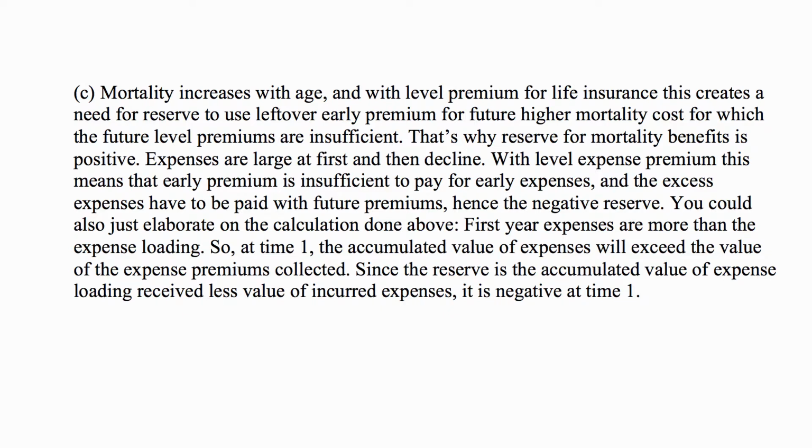Expenses are large at first and then decline, so it's exactly the opposite of what the situation is with mortality. With level expense premium, this means that early premium is insufficient to pay for early expenses, and the excess expenses have to be paid with future premiums, hence the negative reserve. You could also just elaborate on the calculation done in the previous part. The first year expenses are more than the expense loading. So at time 1, the accumulated value of expenses will exceed the value of expense premiums collected. Since the reserve is the accumulated value of expense loading received less value of incurred expenses, it is negative at time 1.